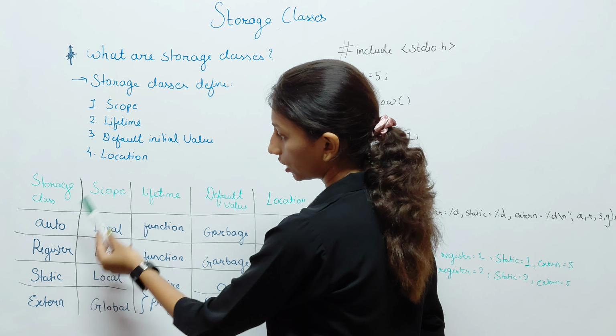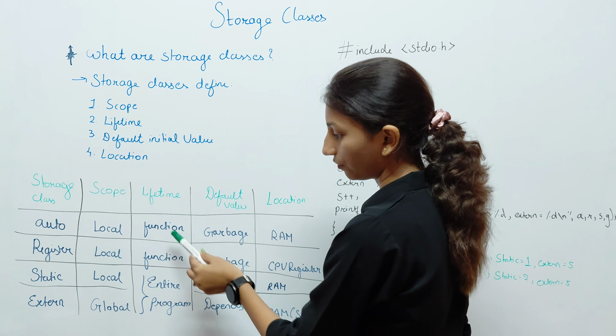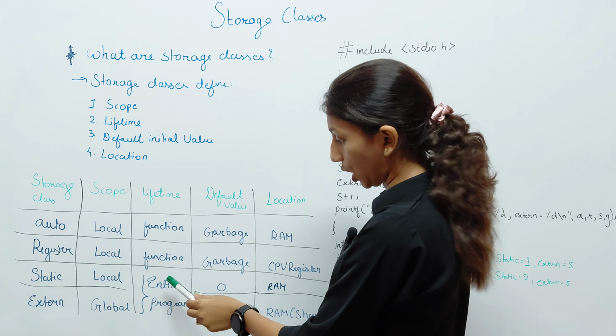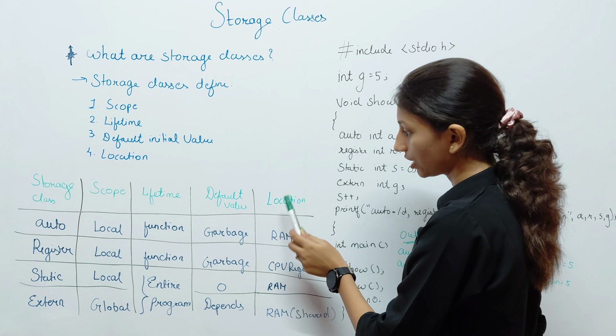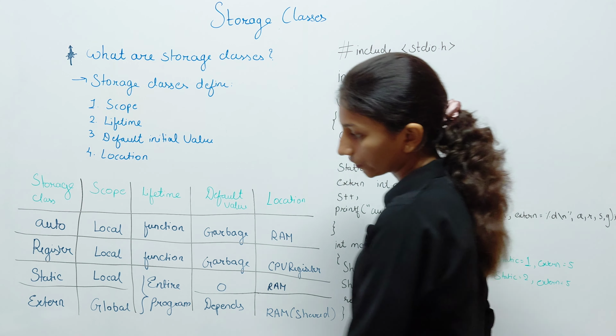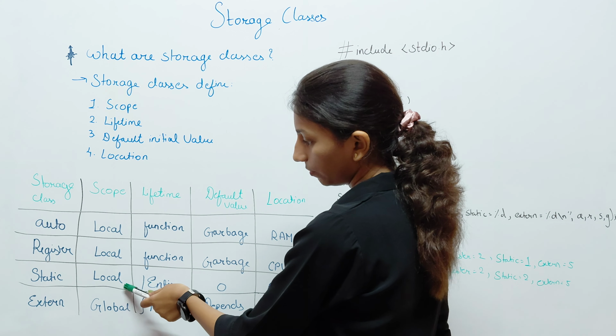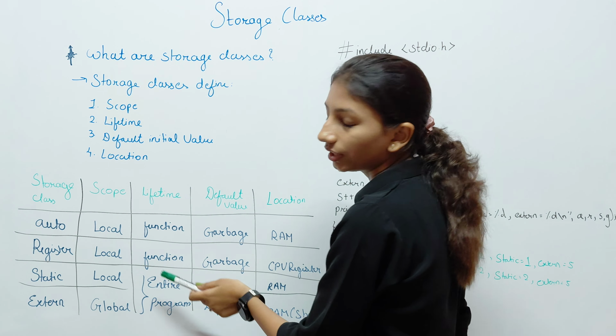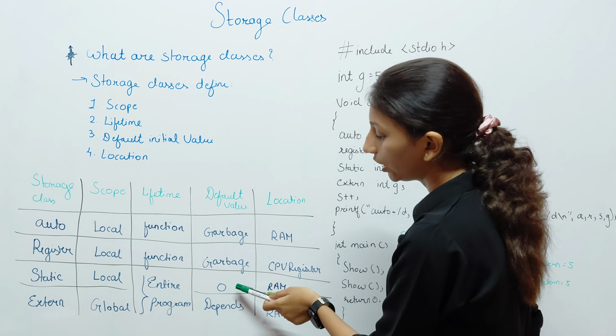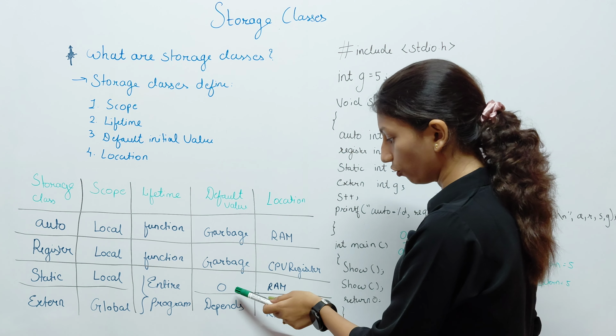Then comes register. The scope will be local. Lifetime is function or till the block. Default value is garbage and location is CPU register. Static, always scope will be local. Lifetime will be till the entire program. Default value always will be 0 only.